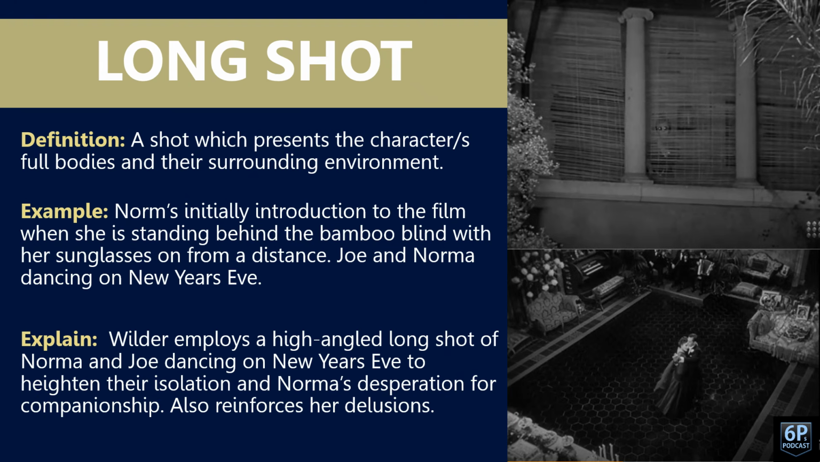Long shots. Unlike a close-up, a long shot provides us with a little bit more context into where the character is. It's a shot which presents a character or characters' full bodies and their surrounding environment as well. We've got two examples here. The first one is our initial introduction to Norma in the film when she's standing behind the bamboo blind with her sunglasses on from a distance. And the second one is Joe and Norma dancing on New Year's Eve. It's actually from a bit of a high angle as well. You could probably call it a high angled long shot of them dancing on New Year's Eve to heighten their isolation.